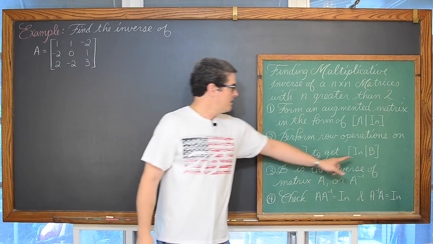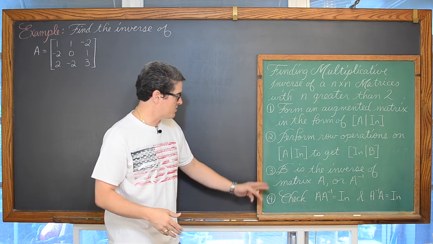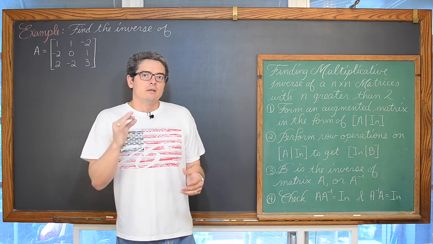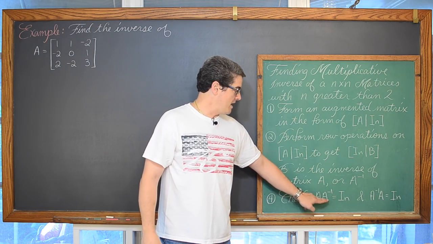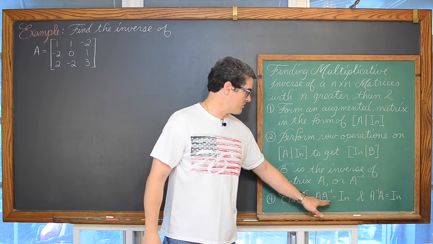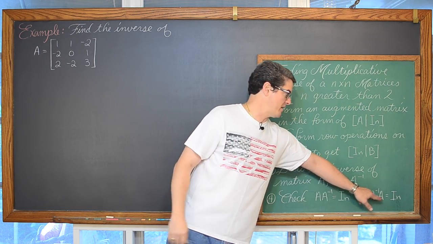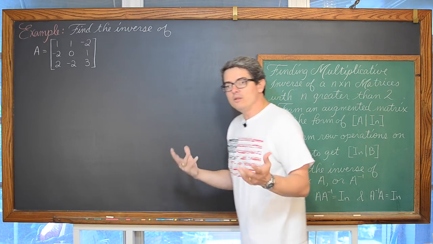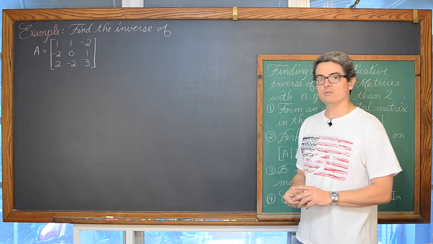So B, this new matrix that we're going to get on the right-hand side of our augmented matrix, is the inverse of matrix A. But you want to make sure you check that answer, so make sure that matrix A times what we believe is the inverse of matrix A is the identity matrix, and if you change the order of that multiplication, you again get the identity matrix. That will be a check that what you found to be your inverse matrix is indeed just that.